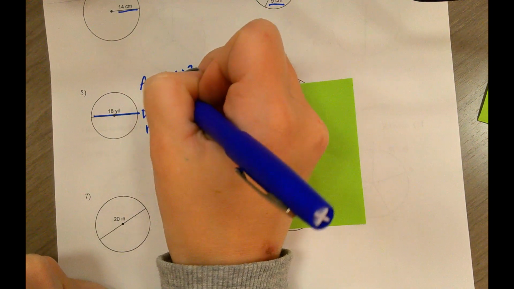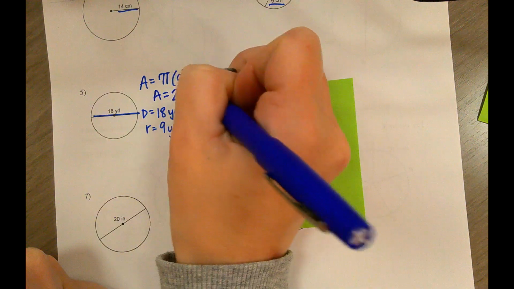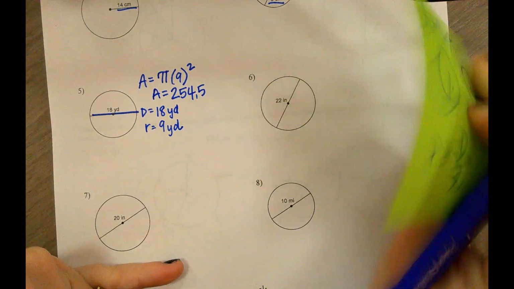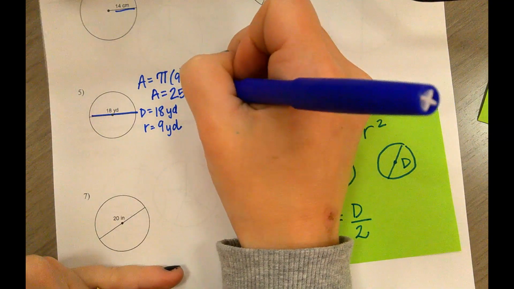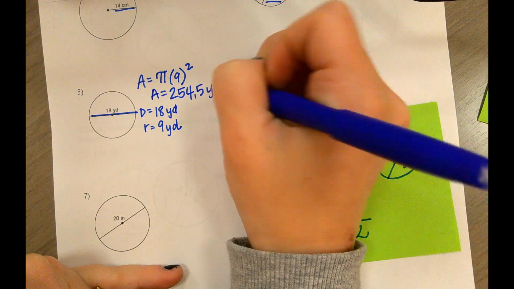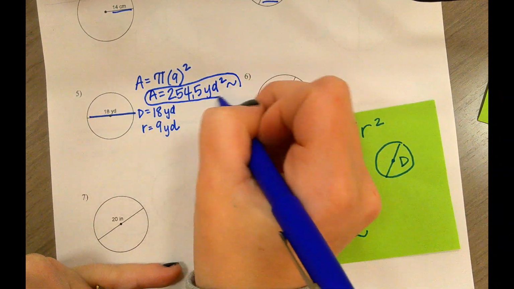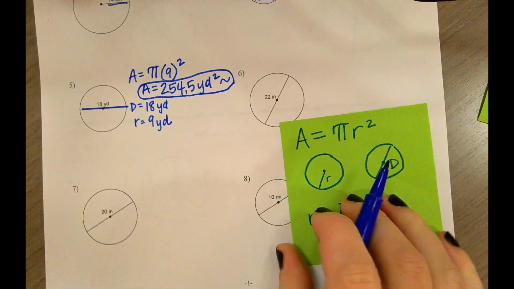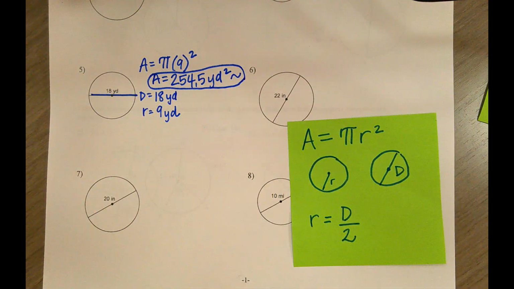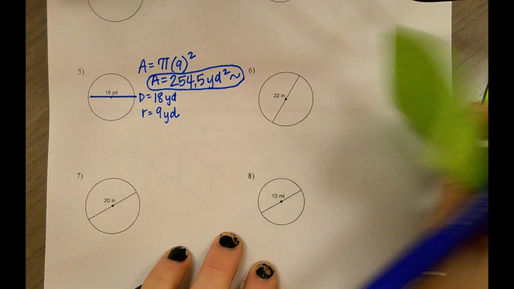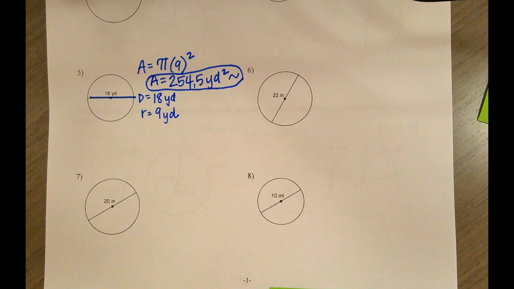So area is 254.5 yards squared, approximately. So that's the only difference between the first four and these four.